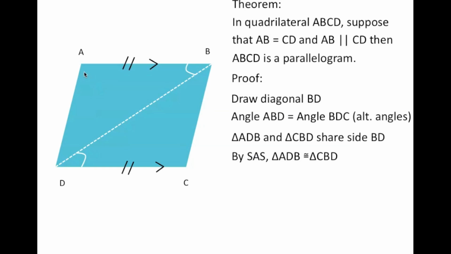And then that means that this side AD has to be equal to side BC because of the congruence of the two triangles. So that proves that it's a parallelogram.